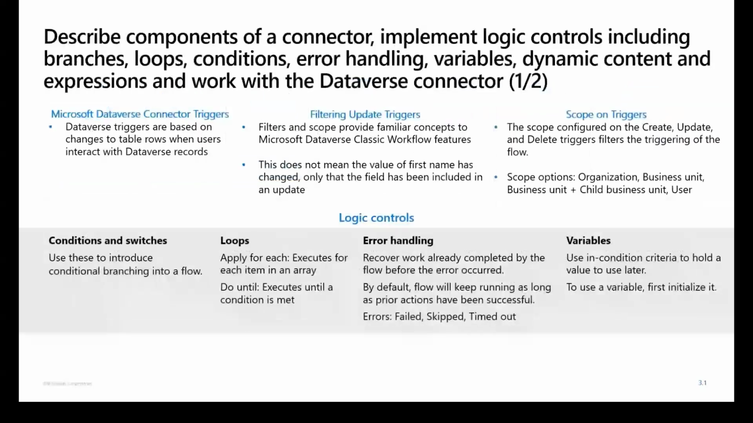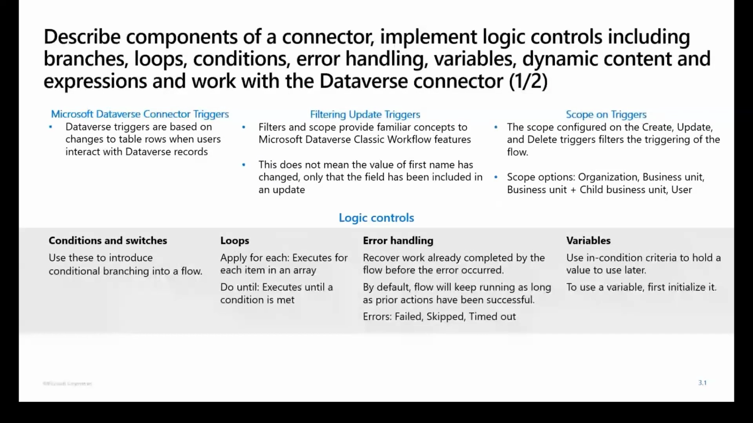Every flow uses connections, using connectors to connect to the data source. And every connector has triggers and actions. If you look at the Dataverse connector, it has a trigger for when a record is created, when it's updated, or when it's deleted.